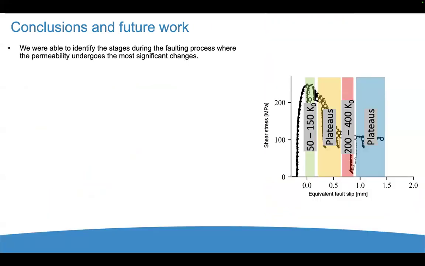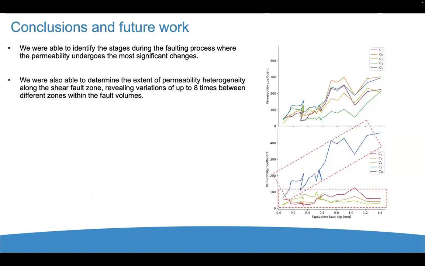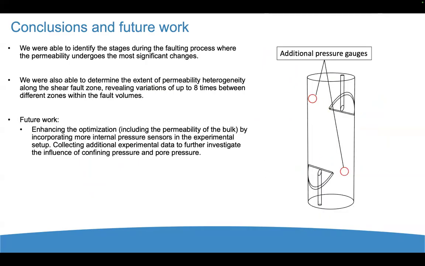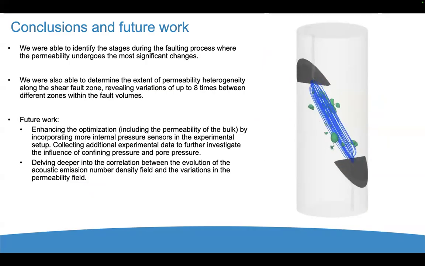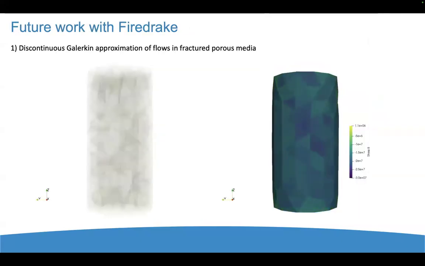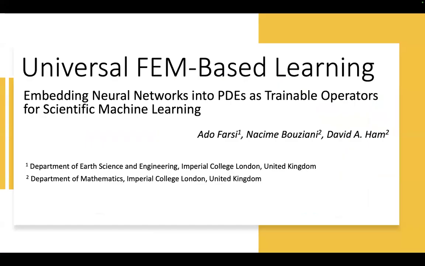So to conclude, we were able to identify stages during the faulting process where the permeability undergoes the most significant changes. We were also able to determine the extent of permeability heterogeneity along the shear fault zone, revealing a variation of up to 8 times between the different zones in the fault volume. And then we identified some future work that I unfortunately don't have time to cover.